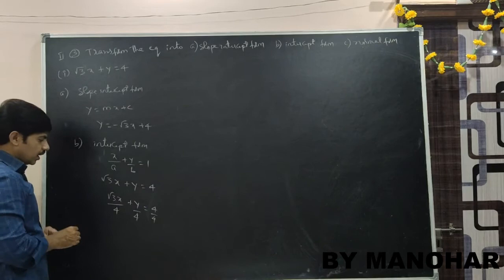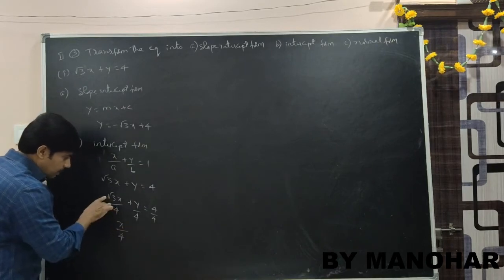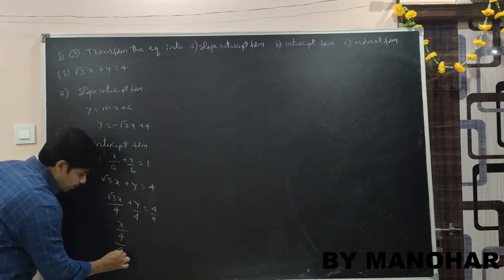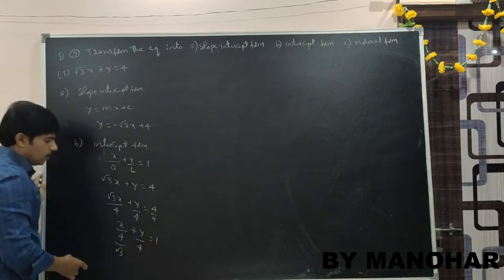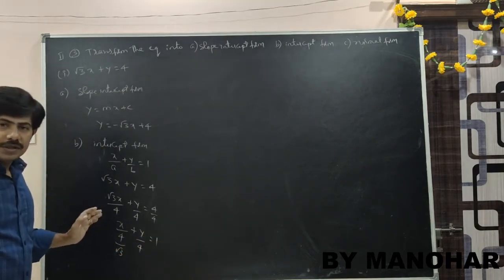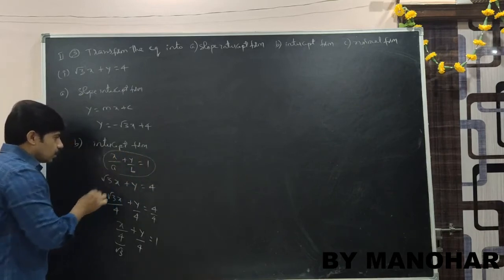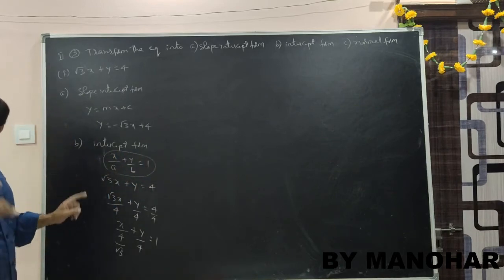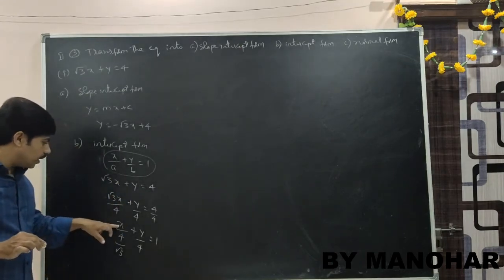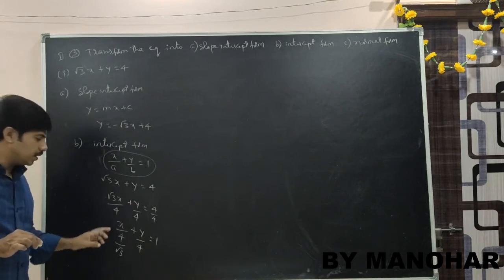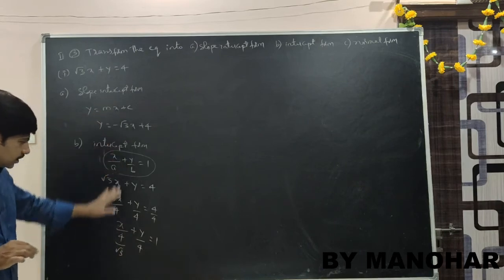So now, in order to write in intercept form, I write it as x by a. This root 3 we should bring down. X by 4 by root 3 plus y by 4 is equal to 1. Why we need to get root 3 in the denominator is, in x by a plus y by b is equal to 1, the coefficient of x in the numerator is 1. So here also it should be 1. So bring that root 3 to the denominator. So x by a plus y by b is equal to 1. So this is intercept form completed.